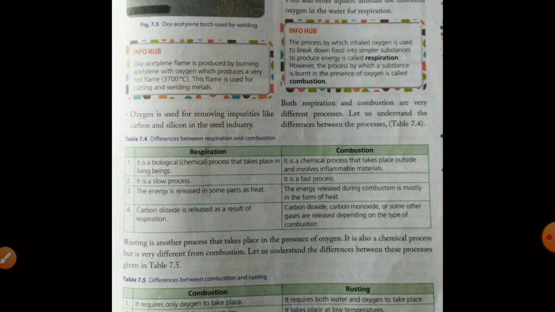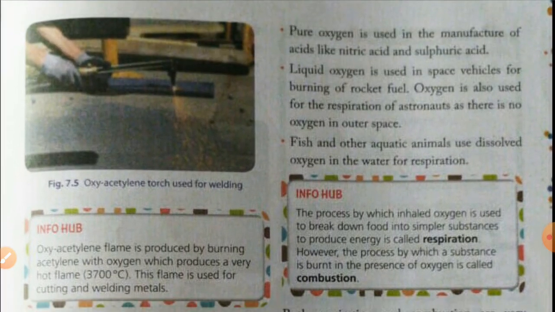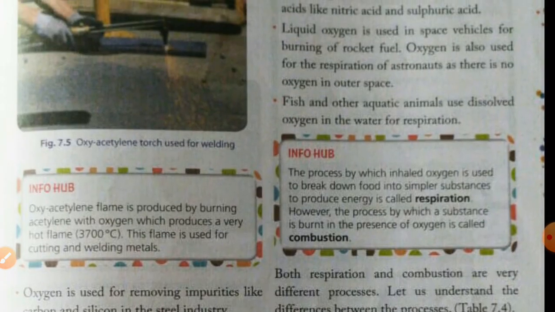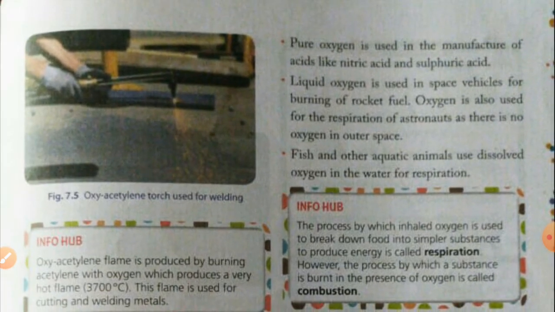Now, oxygen is used for removing impurities like carbon and silicon in the steel industries. One more thing is given here. Pure oxygen is used in the manufacturing of acids like nitric acid and sulfuric acid, which you will learn about in higher classes, 11 and 12.